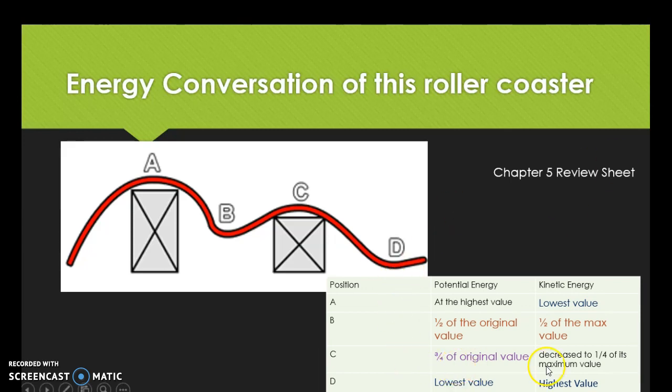And that for point C to have 100% energy, 3/4 of the original value of energy will be potential energy, 1/4 will be kinetic energy. And B, position B, which is halfway between A and D, will have half of the original value of potential energy and half of its max value of kinetic energy.